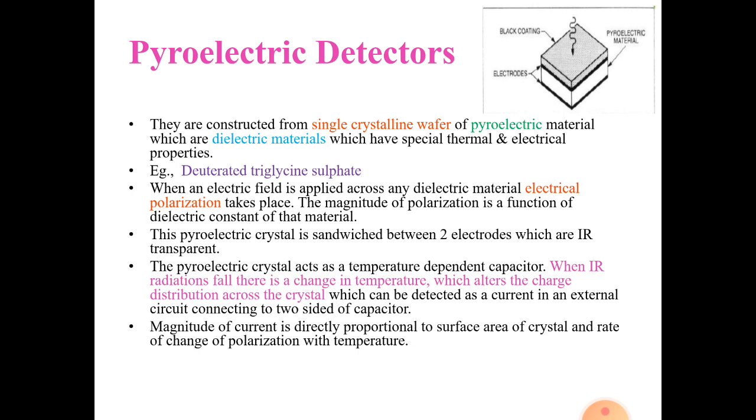That is, whenever IR radiation falls, there is a change in temperature. The change in temperature takes place within the crystal, which alters the charge distribution across the crystal, which can be detected as a current in an external circuit connected across the two sides of the capacitor. The magnitude of current is directly proportional to the surface area of the crystal and the rate of change of polarization with temperature.